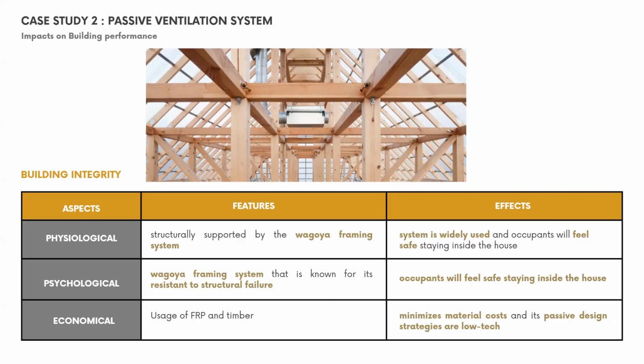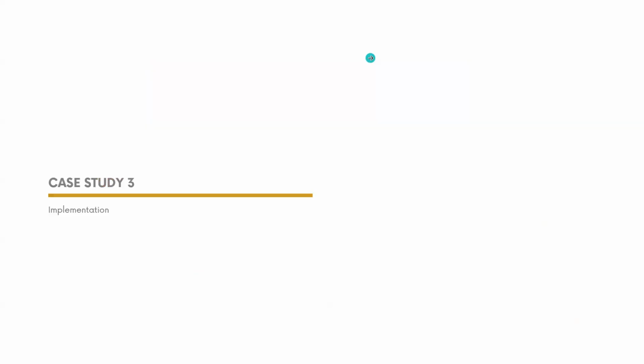So because it is known, the Wagoyo framing system is known for its resistance to structural failing. So occupants will actually feel safe because of the reliability of the Wagoyo framing system. And then economically, because they use the FRP roof and timber, it actually minimizes material costs, and the passive design strategies are low tech. So for the case study, we focus more on implementation.